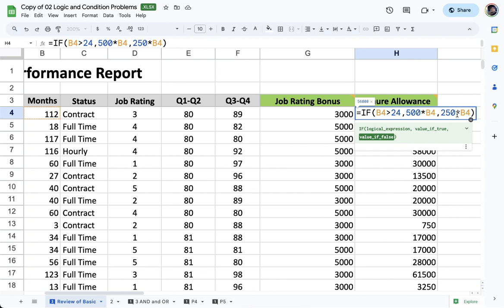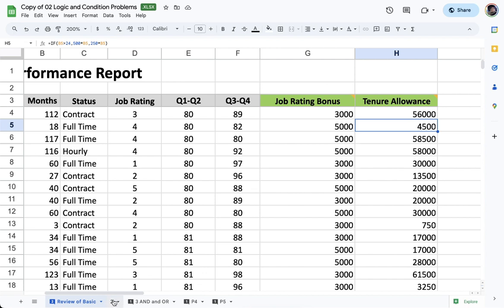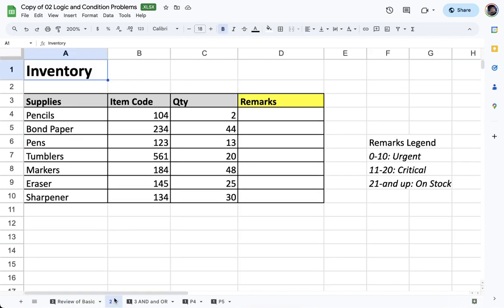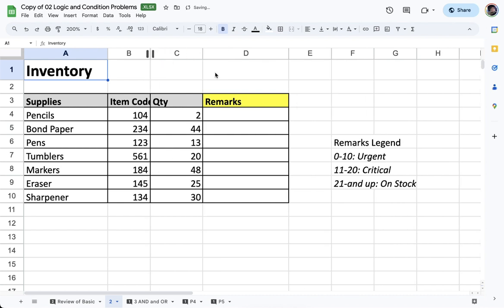But what if you have more than one possible condition? If you notice here, we have only true and false. But what if it's beyond two possibilities? Like in this example, I want to indicate that if it is 0 to 10, it's urgent. 11 to 20 is critical. 21 to 50 is on stock. So we don't just have a true and a false. We have three possible remarks.